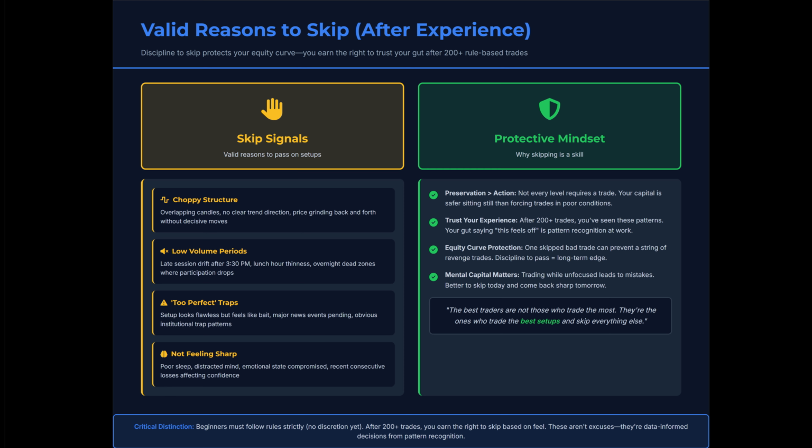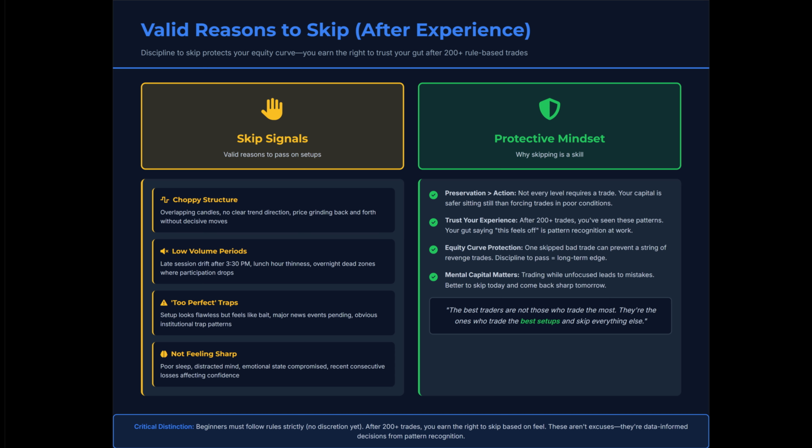After 200+ trades, you've been trapped enough times to recognize the pattern. When a setup looks too good to be true, it probably is. Your intuition, your compressed pattern recognition, is flagging that something's off, even if you can't articulate exactly what. That's your signal to stand down and wait for the post-news clarity or the post-trap reset.